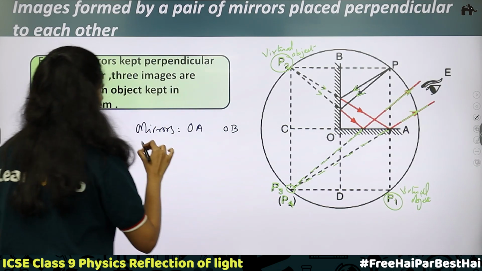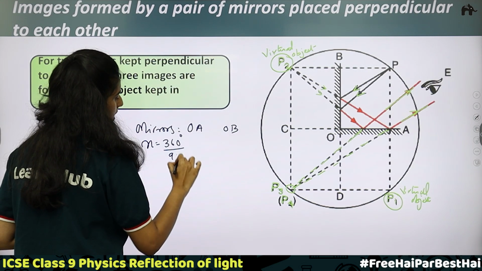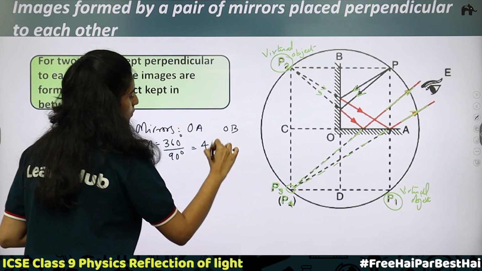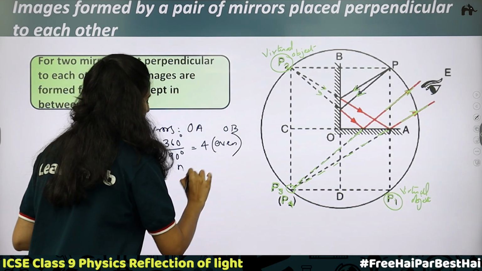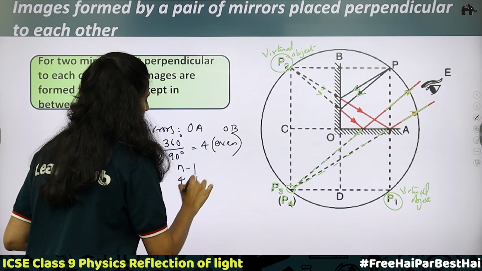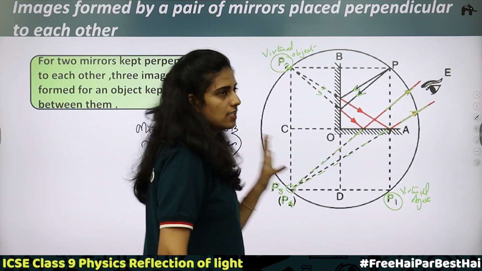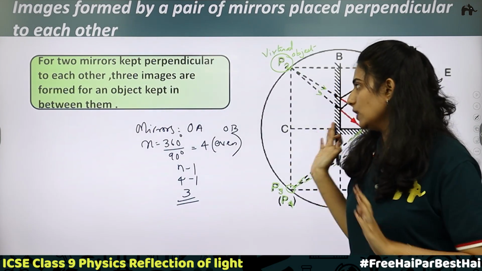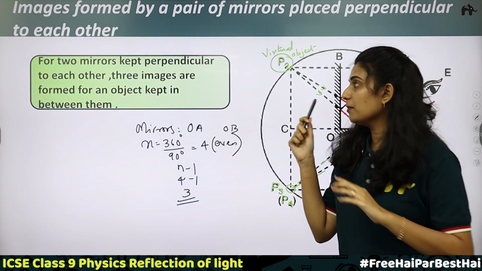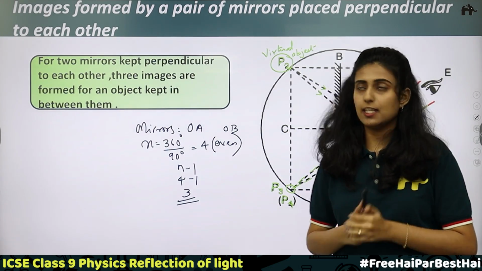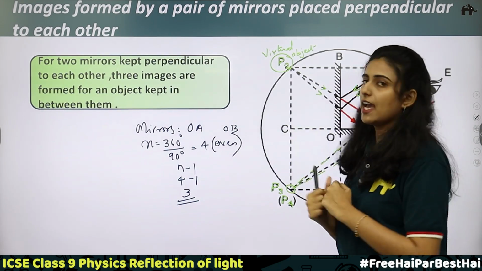So we know that if n is equal to 360 degree divided by theta, that is 90 degree in this case, is equal to 4, which is an even number, the number of images formed will be n minus 1. What is n minus 1? 4 minus 1, which is equal to 3. 3 images will be formed in this case. So 3 images are obtained when the mirrors are kept perpendicular to each other, and you have seen that when the mirrors are kept parallel to each other, in that case, infinite number of images are obtained. Okay, this is the case of the candle that we have discussed.